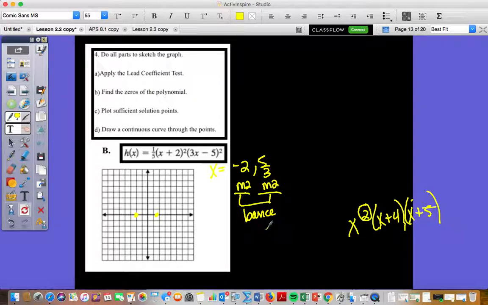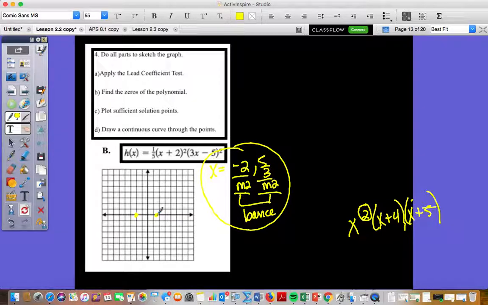Hey, if you're struggling, if you're good, go to the next one. If you're struggling on the graphs there, go ahead and just give me your eyes and attention so that we can talk this through. I think everyone's good on the fact that we have the x-intercepts and the multiplicity. I think everyone probably knows that this is going to bounce at both spots, right? We know that. So we're going to put a dot at negative 2 and 5/3, okay? Does that make sense?